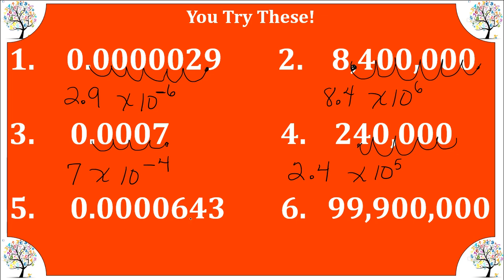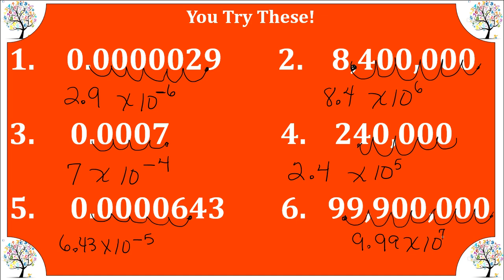Number 5, the decimal needs to be moved to there, 6.43 times 10 to the negative 1, 2, 3, 4, 5. And the last one, the decimal needs to go from here and move all the way up to here, and our coefficient is 9.99 times 10 to the positive 1, 2, 3, 4, 5, 6, 7. So make sure you correct any mistakes that you made.